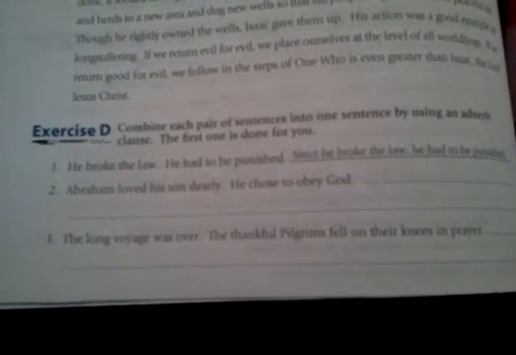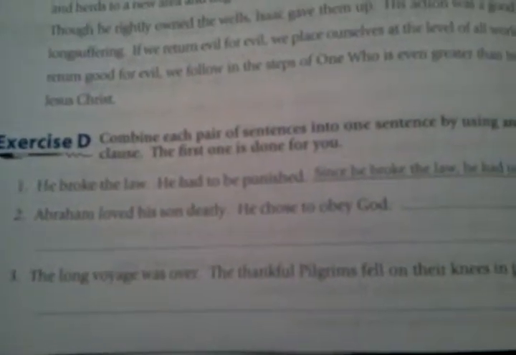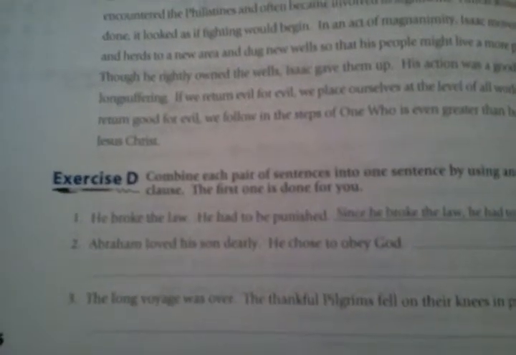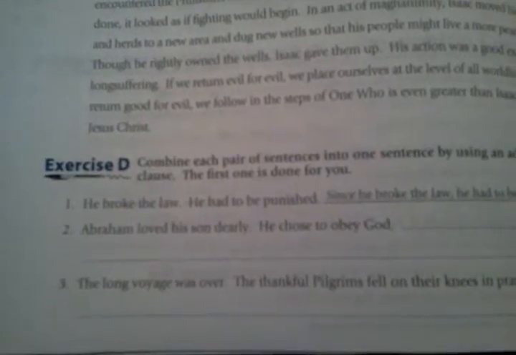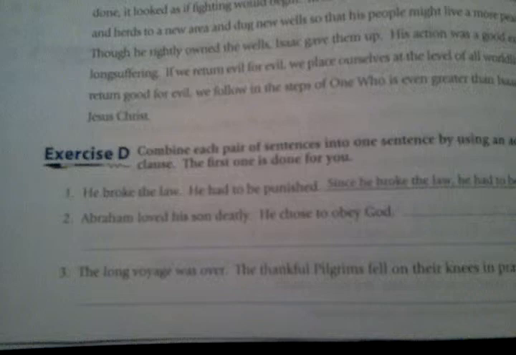For number 2, Adam loved his son dearly. He chose to obey God. We go to the list, number 5, and we pick one. How about because? Because is in the list. Because Abraham loved his son dearly, he chose to obey God. Or maybe that's not such a good one, considering the story we're talking about. Maybe even though Abraham loved his son dearly, he chose to obey God. Or although Abraham loved his son dearly, he chose to obey God.